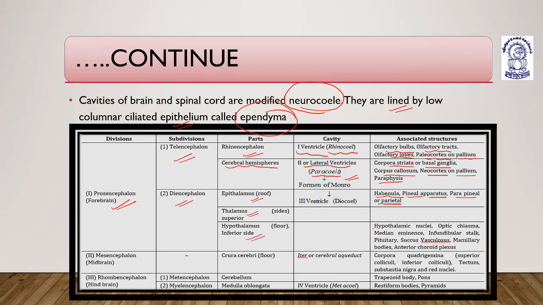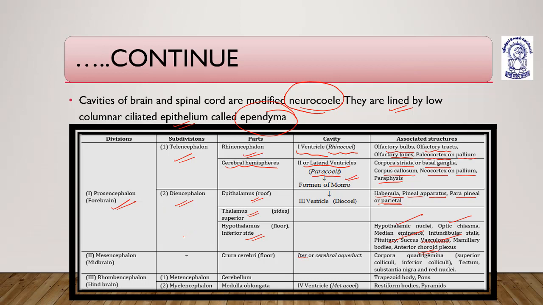Hypothalamus, floor, inferior side, consists of hypothalamic nuclei, optic chiasma, median eminence, infundibular stalk, pituitary, saccus vasculosus, mammillary bodies, anterior choroid plexus. So anterior choroid plexus is basically the associated structure of hypothalamus. Pituitary, hypothalamus. Median eminence, hypothalamus. Optic chiasma, hypothalamus. Hypothalamic nuclei, hypothalamus. Infundibular stalk, hypothalamus.